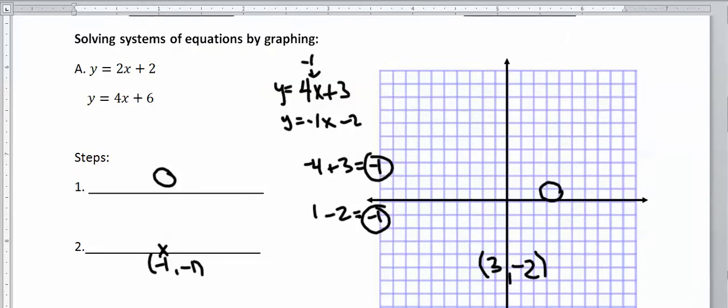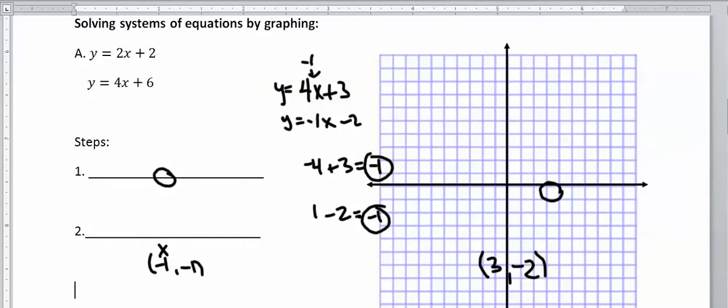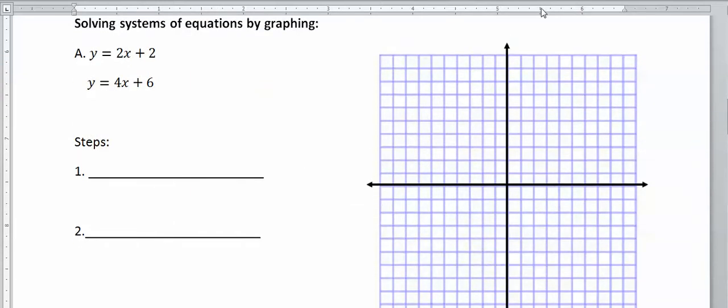Alright, so now that's when you're given the graph. Now we're going to practice finding solutions given the equations. So what we're going to do is graph them. The first step in this is to graph both lines.